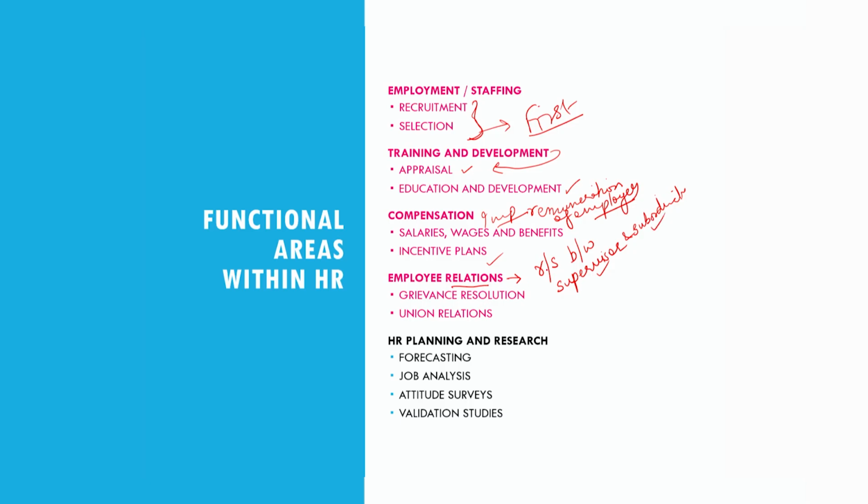This relationship has to be sound and healthy, and it is resolved with the help of grievance resolution procedure in the organization and union relations. Then comes HR planning and research, which has parts like forecasting, job analysis, attitude survey and validation. Actually, this is the first step of HR processes.